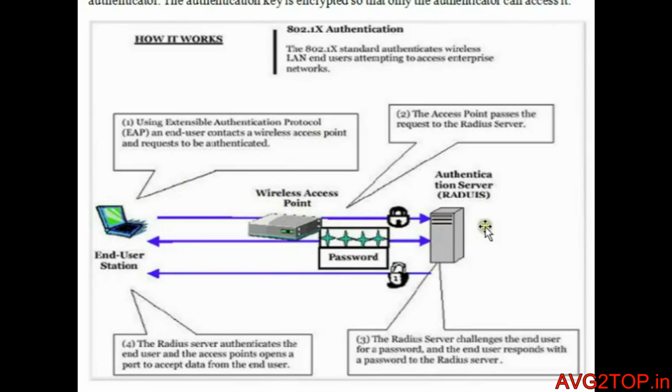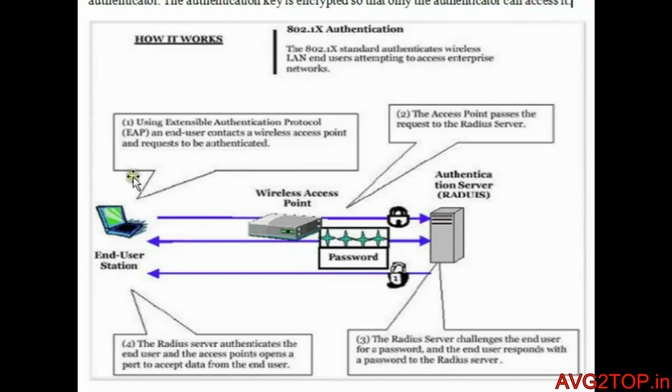to the radius server. And the third step is that the radius server challenges the end user station for a password, and the end user responds with a password to the radius server. It tries to connect with the right password. So here the radius server is not giving a password. The end user is trying to connect through the access point to the radius server with a password.